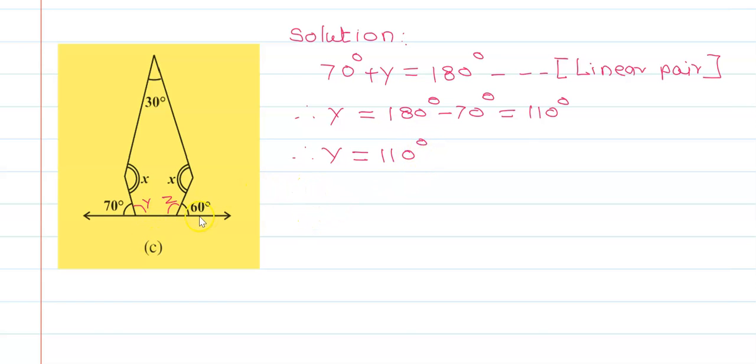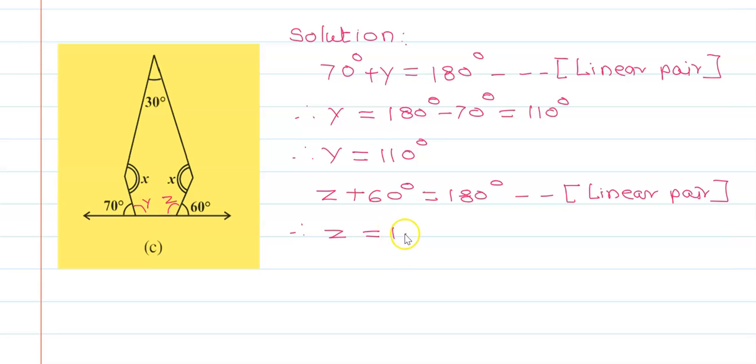Again, measure of angle z plus 60 degree is equals to 180. This is also a linear pair. Therefore, measure of angle z is equals to 180 minus 60 degree, and that's equals to 120 degree. Therefore, here z is equals to 120 degree.